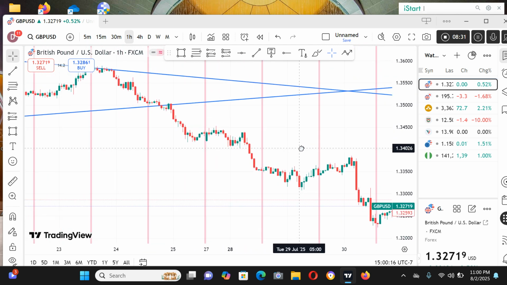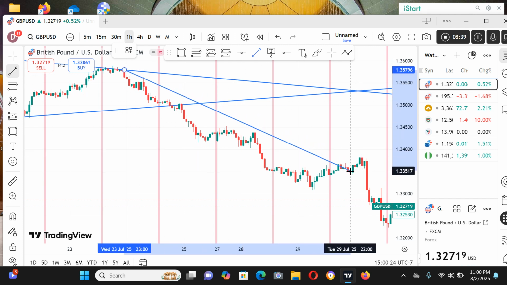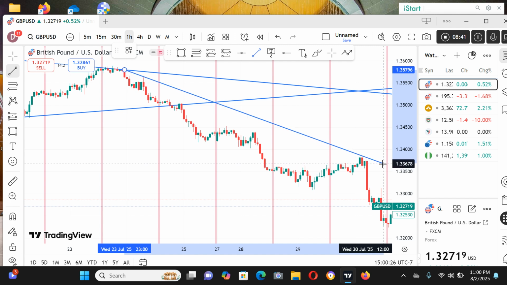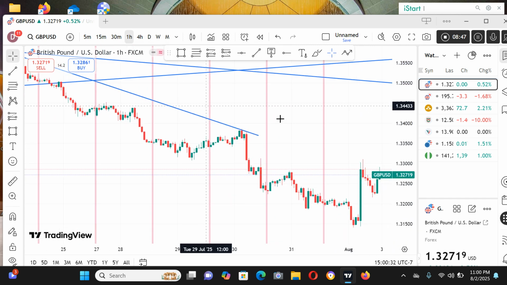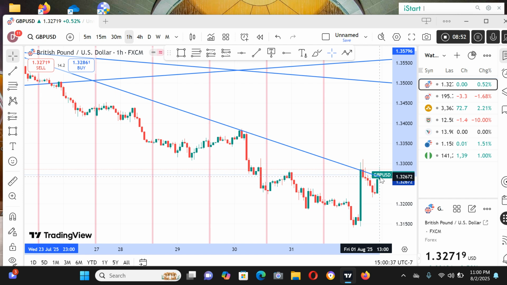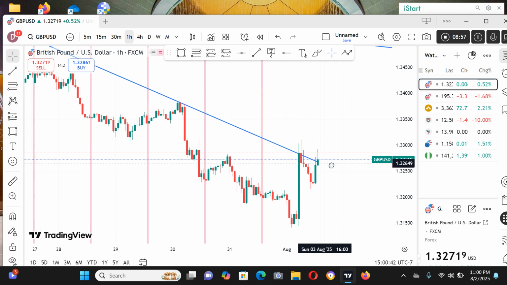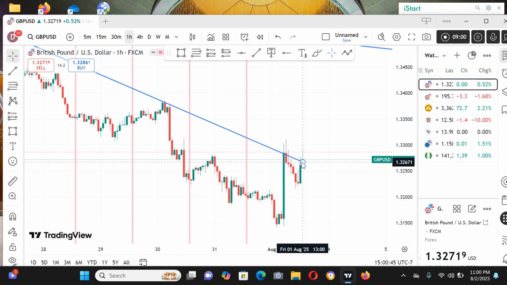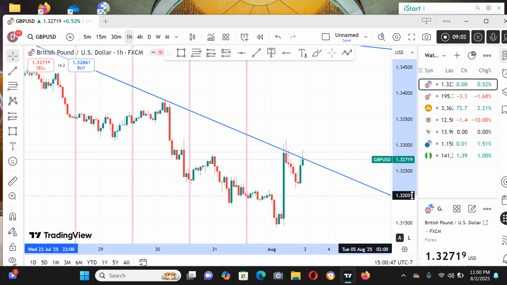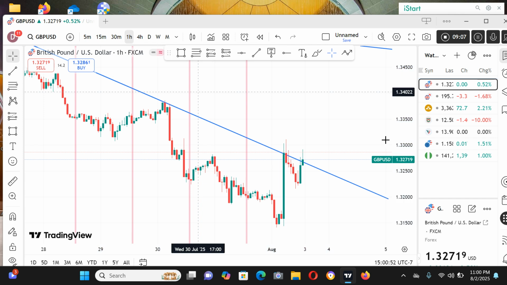In fact, we can draw a trend line from the 1 hour time frame too. This is considered as the origin on the 1 hour time frame, so we can draw a trend line from here. We just need two peaks. In a downtrend market, we only need two peaks to draw a perfect trend line. Perfect. So you can see.